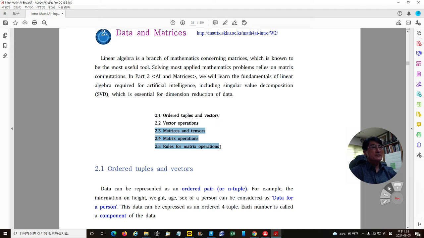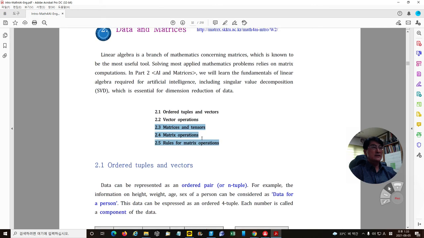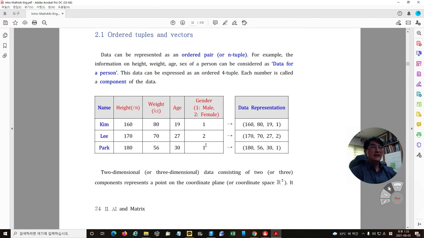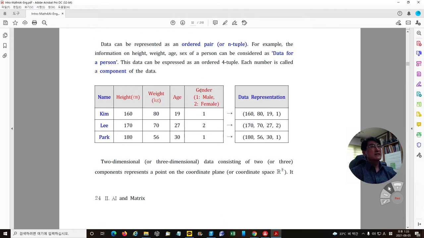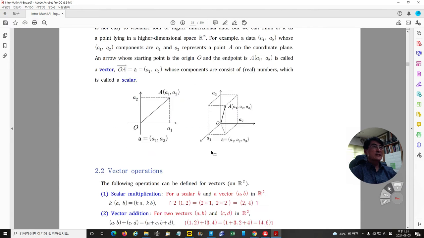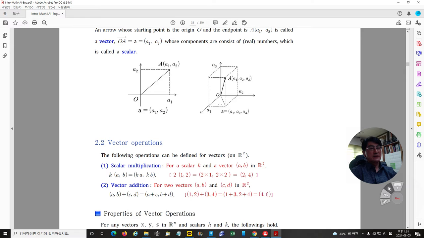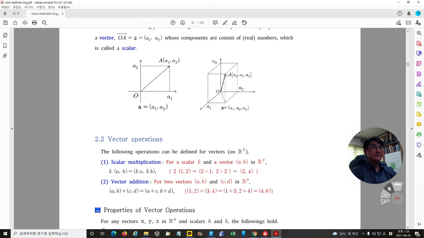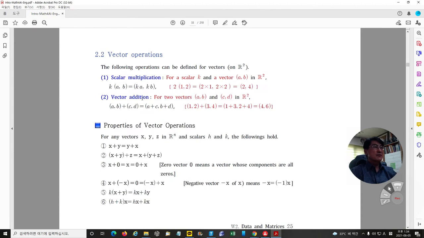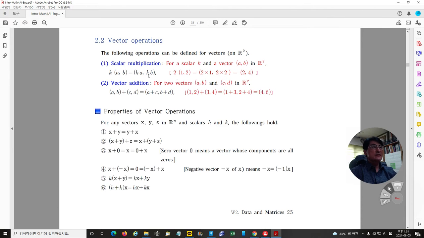Today, we're going to start from section 2.3, matrices and tensors. Then we will study the matrix operations and the rules for matrix operations. This is what we studied: the data can be written in a matrix or vector form like this, which can be viewed in a picture like this, vector OA in 3D. And we defined the vector operations: one is scalar multiplication, and the other is vector addition.